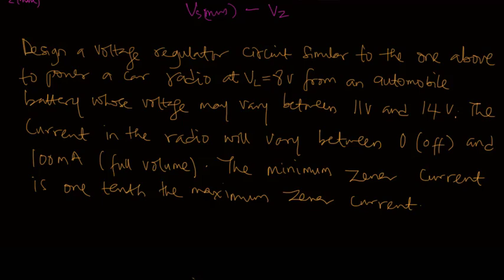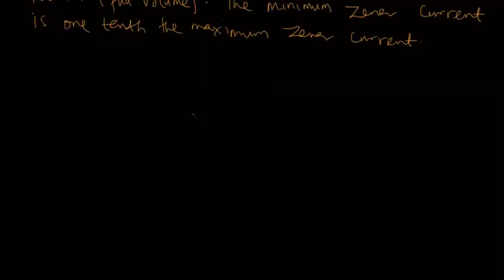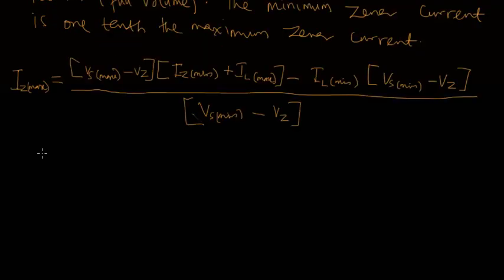The current in the radio will vary between 0, that is off, and 100 milliamp, it's full volume. The minimum Zener current is 1/10 the maximum Zener current. So we're simply going to use the formula we derived earlier on in solving this problem. So let's begin.